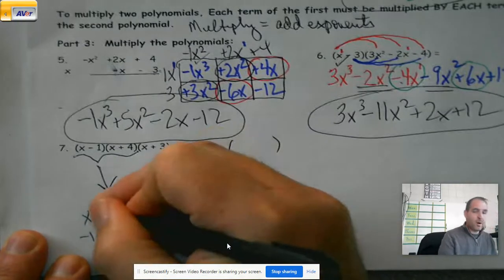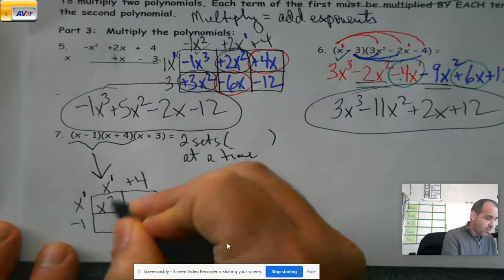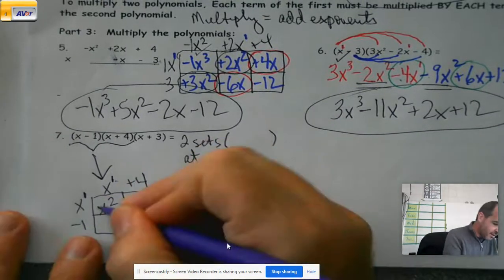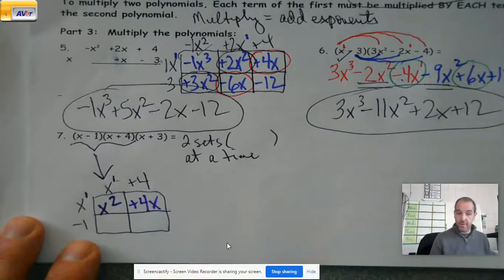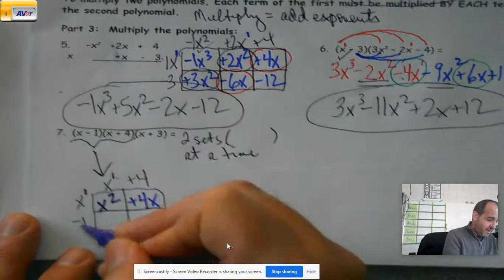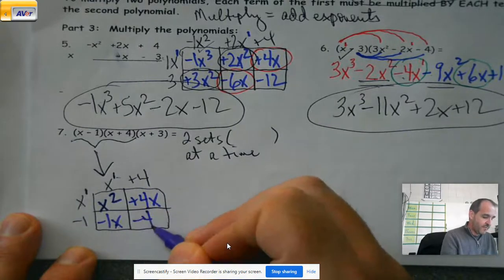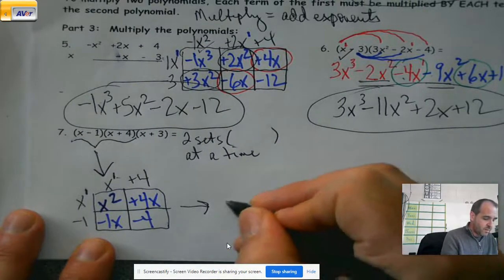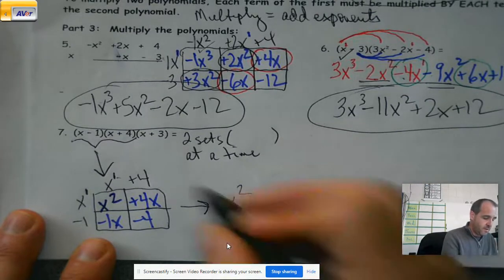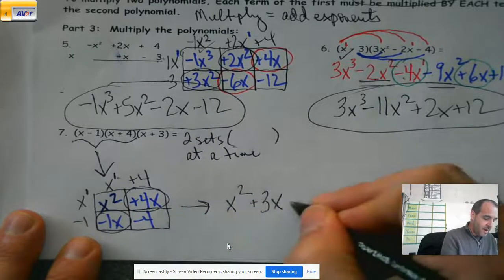Put those exponents on there at the very least. And so now I'm going to sit and I'm going to go, okay, x and x is x squared. Add my exponents. X times 4 is 4x. If you want to put 4x to the first, that's fine. Negative 1 times x is negative 1x. Negative 1 times 4 is negative 4. So here's the kicker with this one. X squared, 4x minus 1x, 3x minus 4.